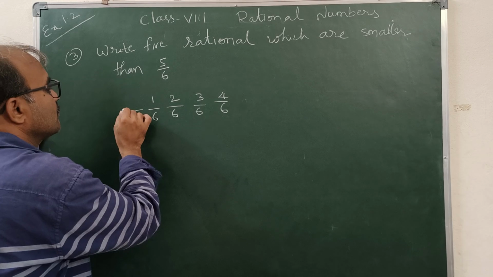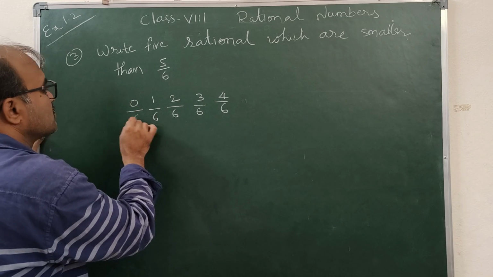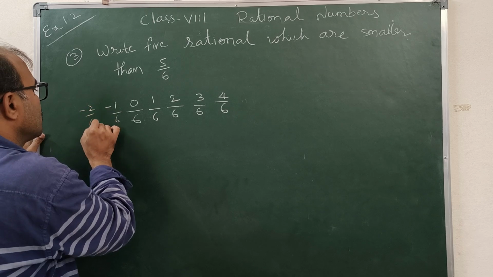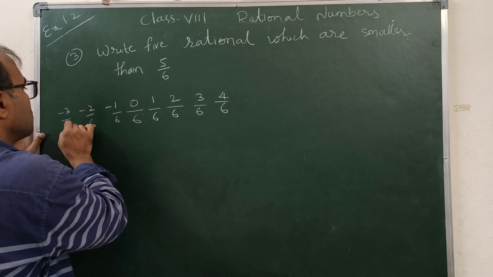So similarly 0 by 6. So minus 1 by 6, minus 2 by 6, minus 3 by 6.